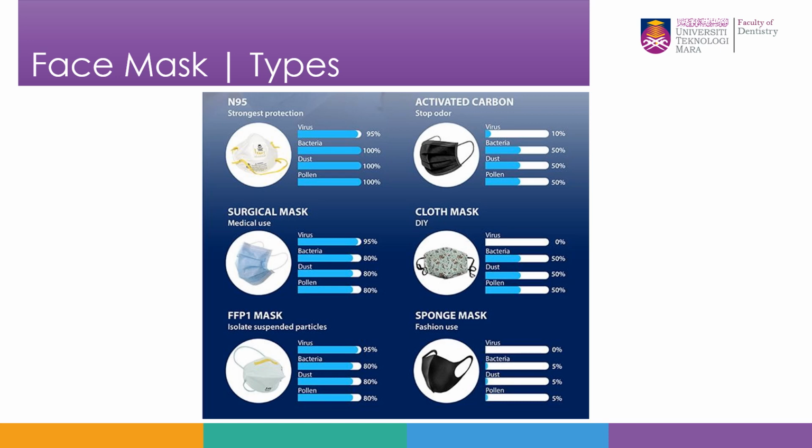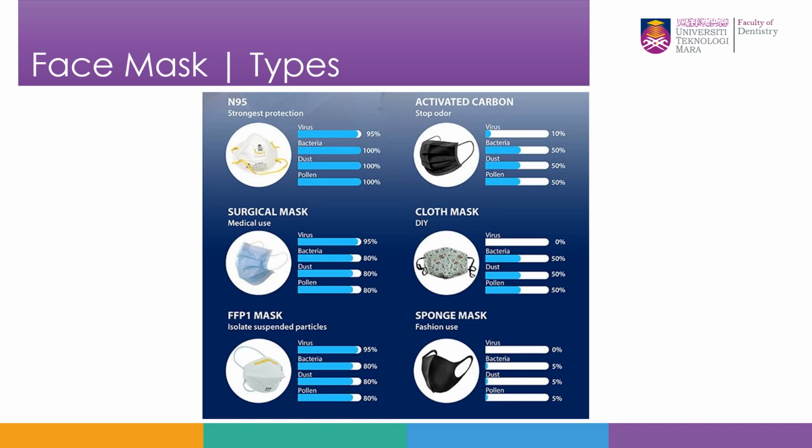All right, so another one is actually the isolation or isolator, what we call it, isolate suspended particles, FFP1 mask. It is not as good as N95, but it is as good as surgical mask. All right. The next one is the activated carbon, or when you expect a lot of bad or smelly odor. This is when you are in the morgue or dealing with bodies or cadavers.